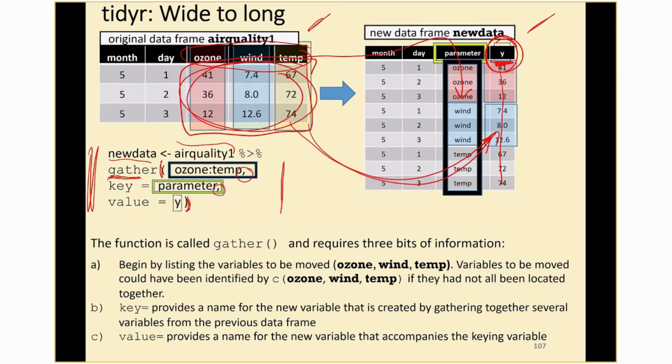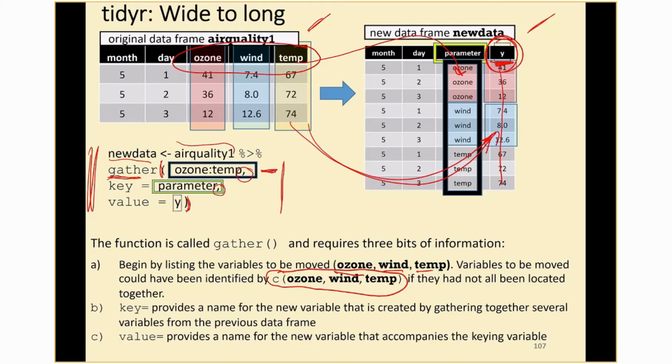So the first thing is, what are the variables that I want shoved into a column? I want the variables ozone through temperature shoved into a column, so that's what I put on the first line. Now in this case, everything's convenient because ozone, wind, and temp are all side by side. What happens if they weren't side by side? I could use the concatenate function to identify a vector of the variables that I want taken together and shoved into a column. So, in my gather function, the first thing is the variables that get put into the column.